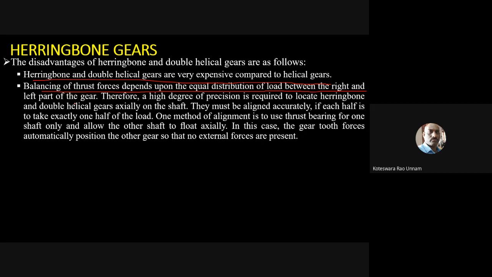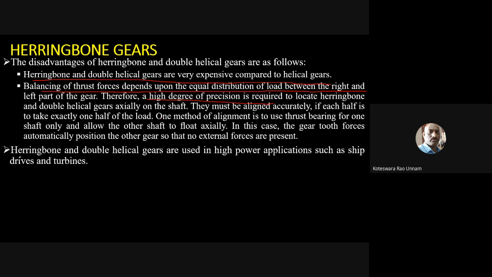Therefore, a high degree of precision is required to locate herringbone and double helical gears axially on the shaft. They must be aligned accurately, if each half is to take exactly one half of the load. One method of alignment is to use the thrust bearing for one shaft only and allow the other shaft to float axially. In this case, the gear tooth forces automatically position the other gear so that no external forces are present. So that is one alternative. Anyway, the disadvantage here is that it requires a high degree of precision while mounting the gears on the shaft.